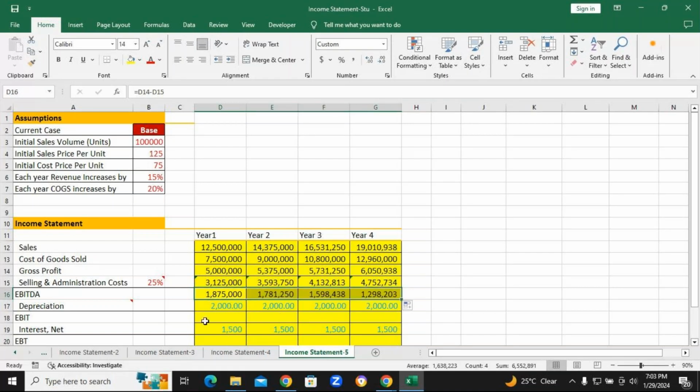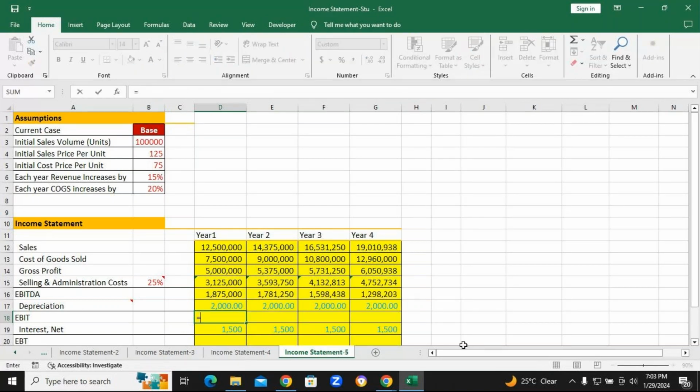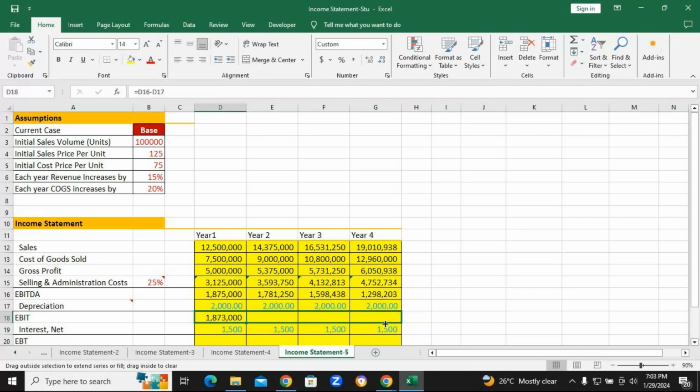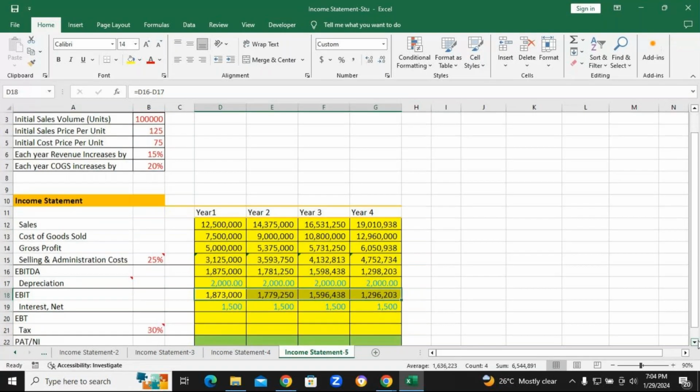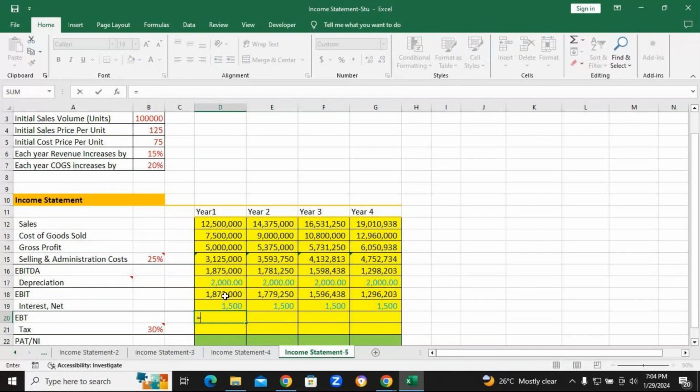Then depreciation, they are telling 2000 rupees depreciation is happening. EBIT equals EBITDA minus depreciation. I'll drag it towards my right. Interest, they are telling it is 1500. EBT equals EBIT minus the interest. I'll drag it towards my right.